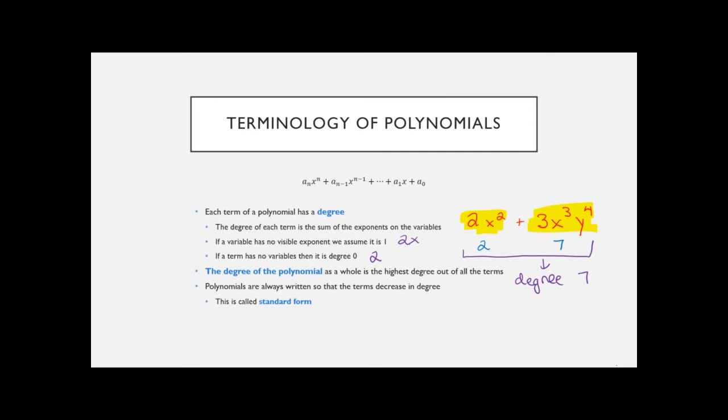And then last, we usually write polynomials so that you're counting down your degrees, so that the highest degree is first, and then you count down as you move to the right. And when you write it that way, it's called standard form. So my example polynomial here, if I put this in standard form, would be 3x cubed y to the 4th plus 2x squared, so that I put that highest degree first and then I count down.